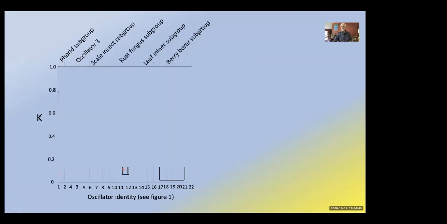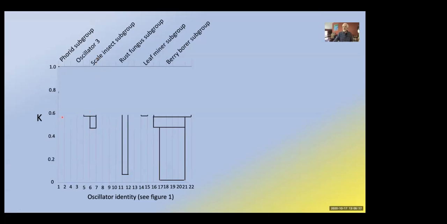Now, if we increase k a little bit more, all of a sudden right here at this value, a little bit less than 0.5, some of the scale insect subgroup starts converging to be synchrony groups. So at this value of k, now we have some of the organisms in the scale insect subgroup, some in the rust fungus subgroup, and some in the berry borer subgroup that are now synchrony groups.